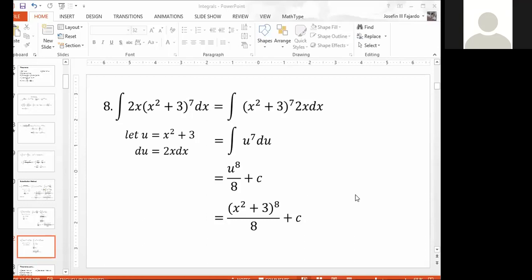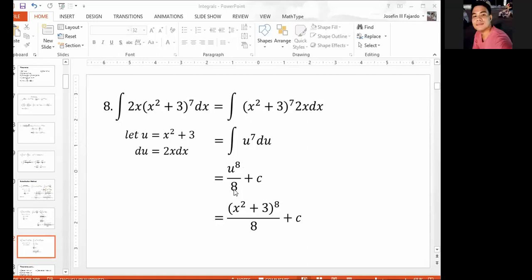Sir, may tanong. Sige, go. Yan ang gusto ko. Paano nga po pala ulit nakuha yung 8? Okay. Di ba meron tayo u to the 7? Ang integral ng u to the 7 du, so 7 plus 1, kaya nagkaroon tayo ng u to the 8 over 8. Sige po.